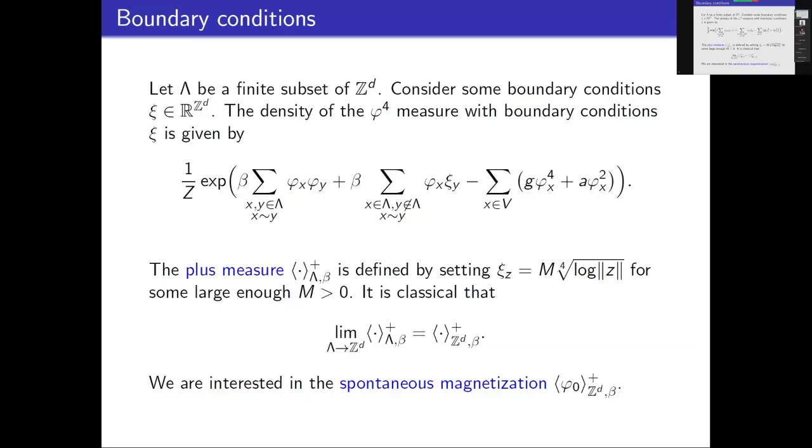So basically you need to restrict yourself to boundary conditions that don't grow too fast, because otherwise you wouldn't even have tightness of your measure. So that's kind of the idea.